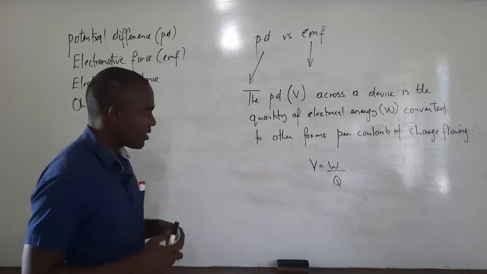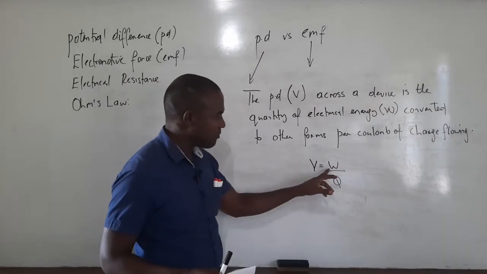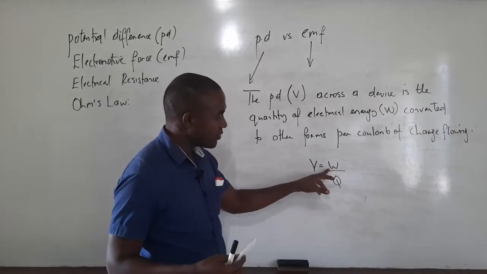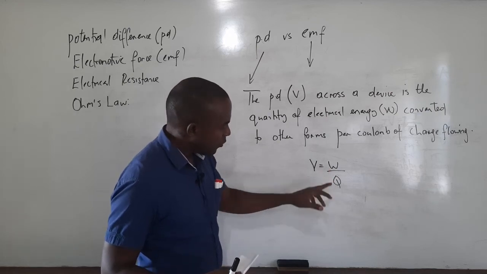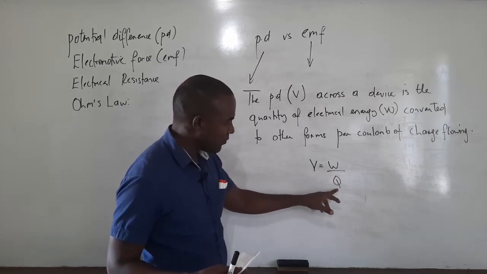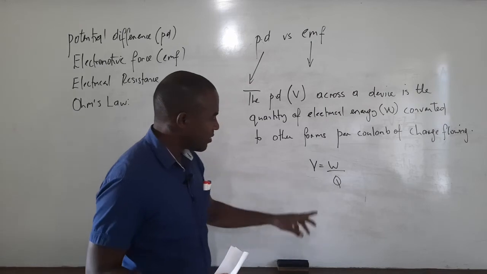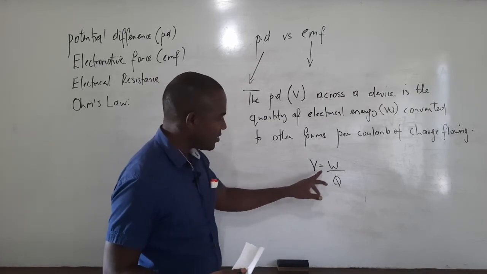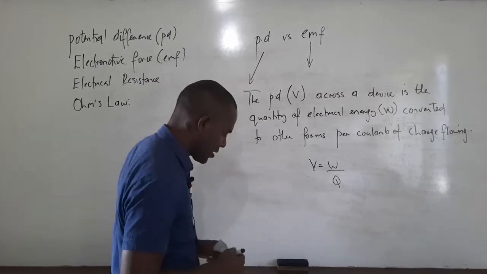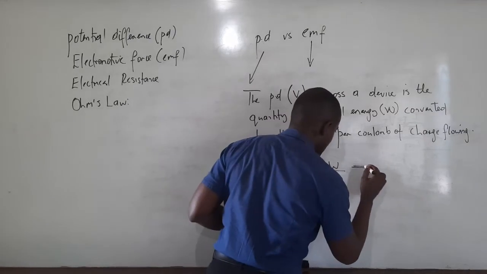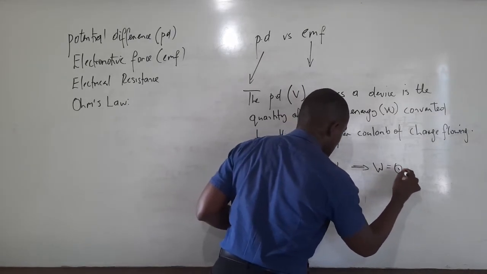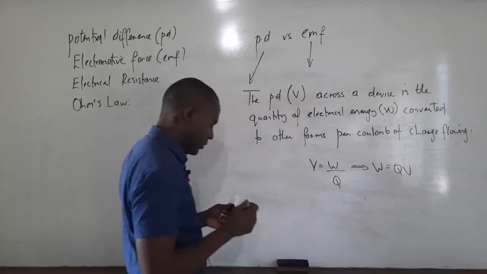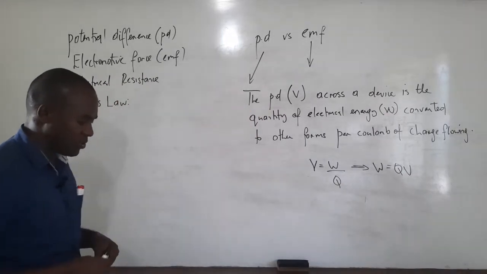So what do we say? We say that if W is the amount of electrical energy converted to other forms when a quantity of charge Q flows through the device, then the PD across the device V is given by V equals W over Q. And of course, from this, we can also see that W is equal to QV. All right? So W is equal to QV.